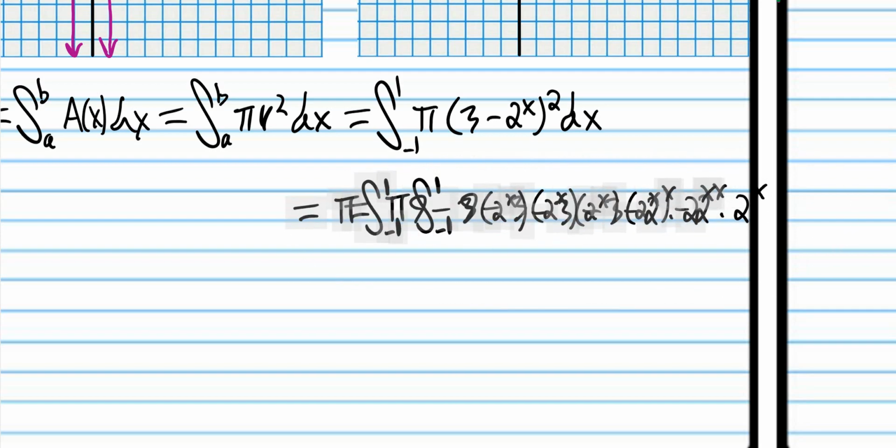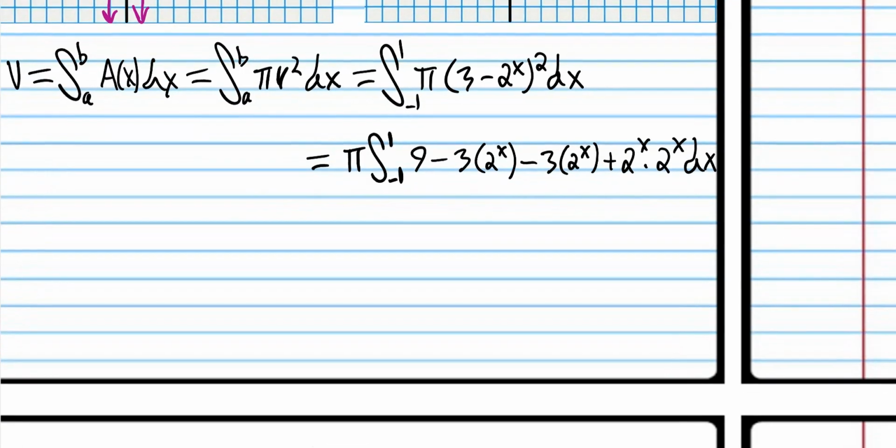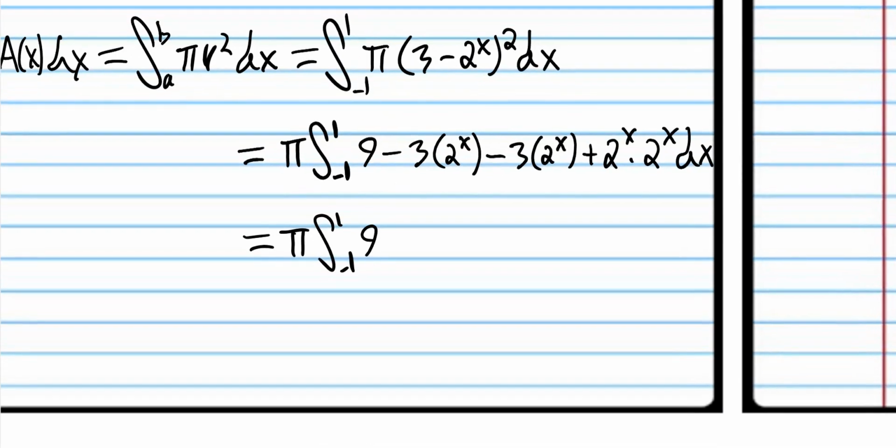So again, we just FOILed that stuff out, and I need a, well, I guess I can just write a positive, because we know a negative times a negative is a positive, right? Okay, so we have 9 minus 6 times 2 to the x, because these are like terms, we can combine them. Now we can add these exponents, so we have 2 to the 2x.